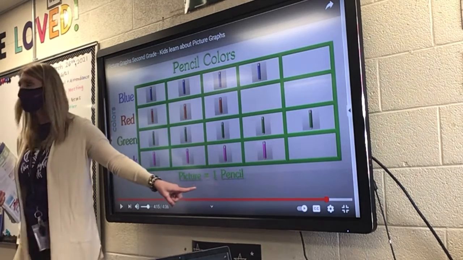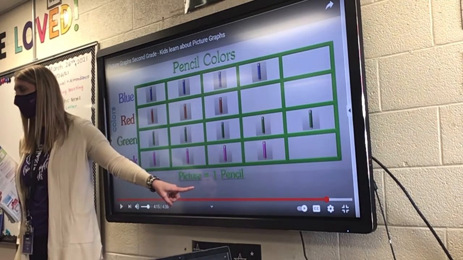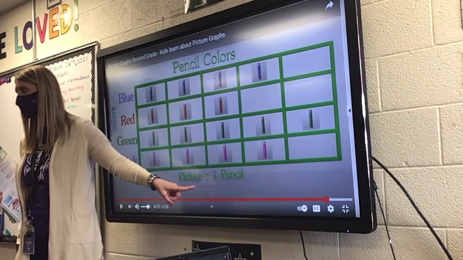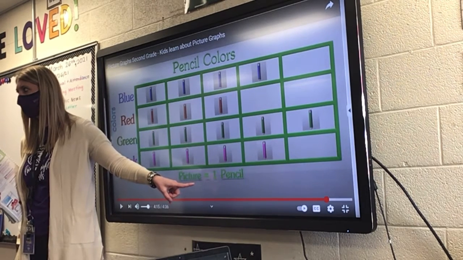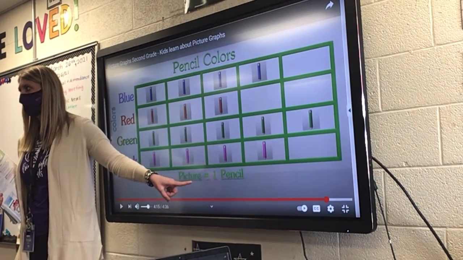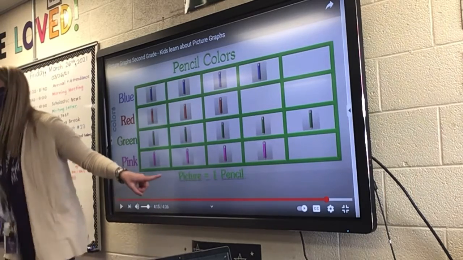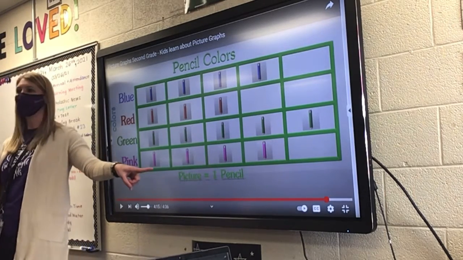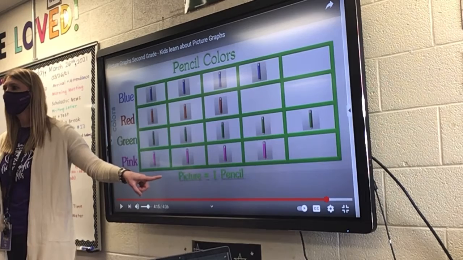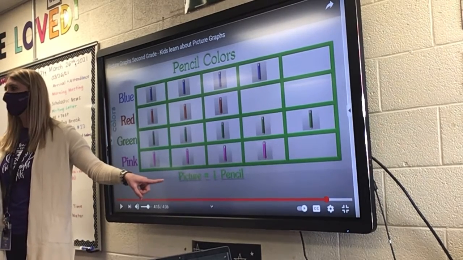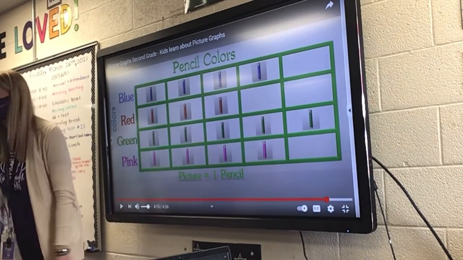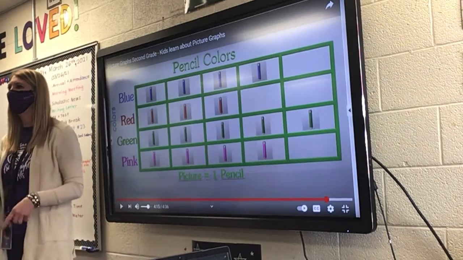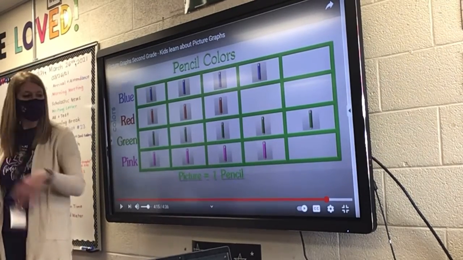And then who remembers what this thing down here is called? Wyatt? You forgot? Riley? No. Addie? Signature? No. That was from writing. Braylon? Key. It's the key.